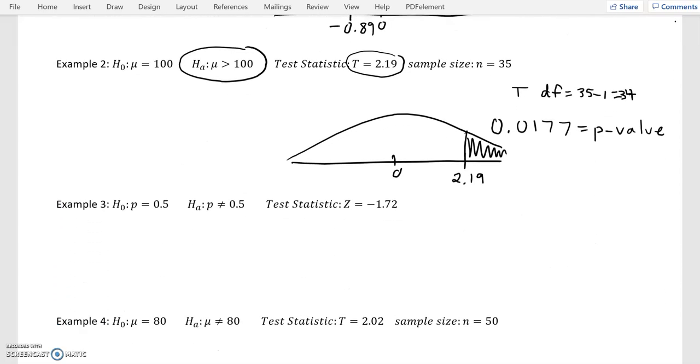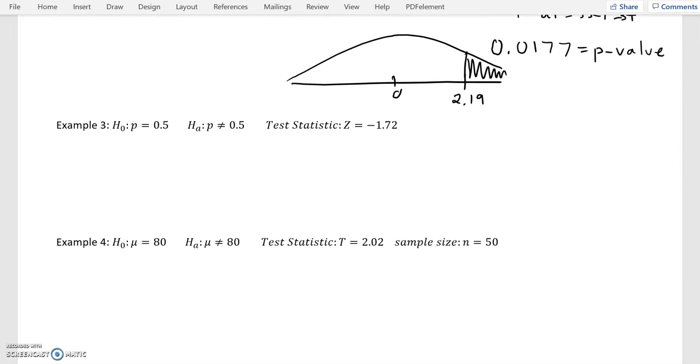Okay, let's take a look at example 3. Here we're back to a test for a proportion, p. The null is that p is equal to 0.5 versus the alternative that p is not equal to 0.5. And we've got a test statistic of negative 1.72. Now we're using a z, again, because we're working with proportions, for standard normal. So again, as we're thinking about the area that's going to represent our p-value, it doesn't look very symmetric around 0.